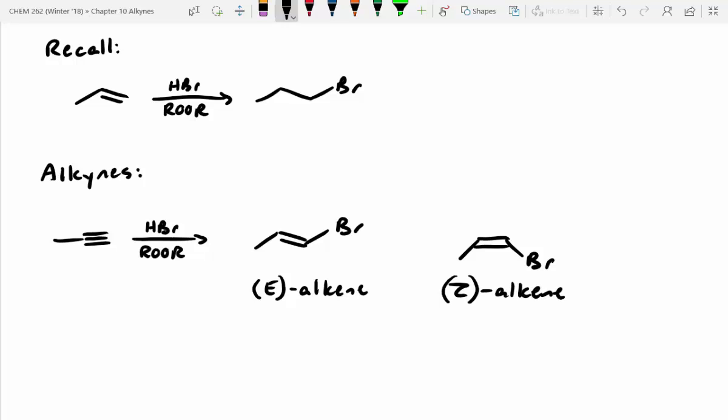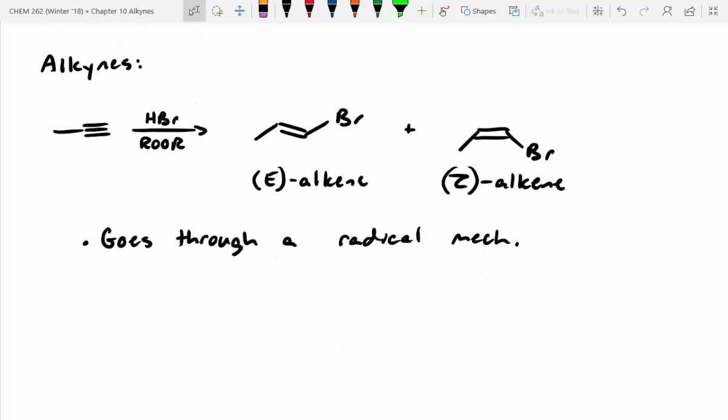We're not going to get into this mechanism, just like we didn't get into it last chapter, because it goes through a radical mechanism. So you end up with the mixture of both your E and Z alkene. Because of that, this reaction is generally not done because it's a very messy reaction. It's hard to control which of the two isomers you're going to get, and even if you get one in excess, you still have to purify and remove the unwanted isomer. So if you want the E one, you got to get rid of the Z one.